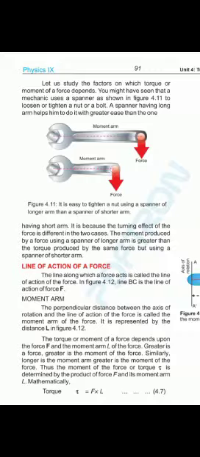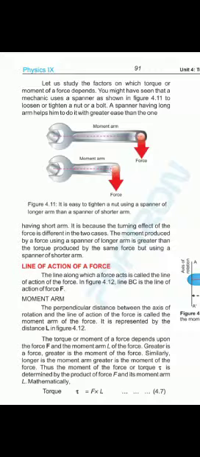If the length of the spanner is more, then it's easy to produce torque. If the length of the spanner is less, then it's difficult to produce torque. So it is a factor that affects the torque.